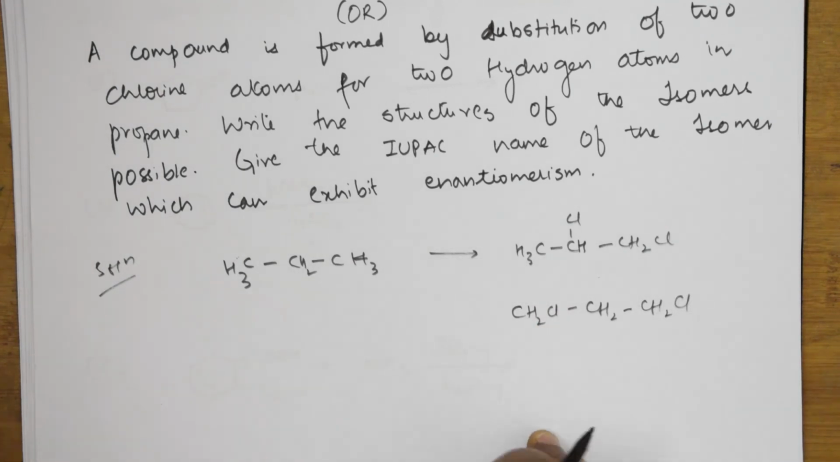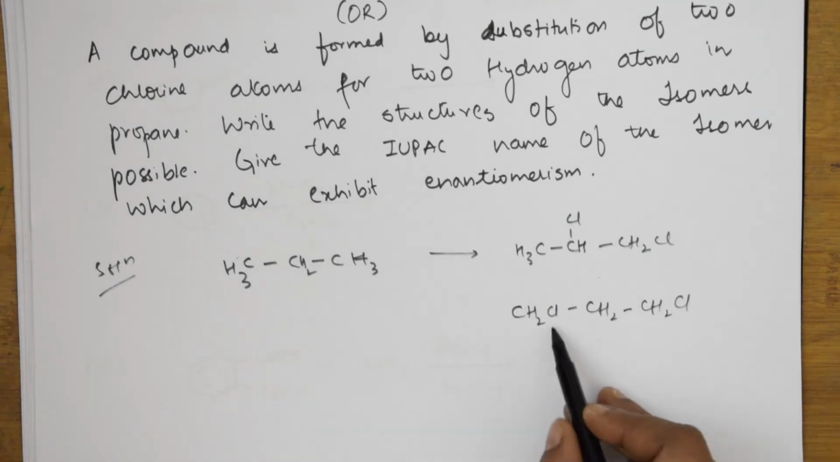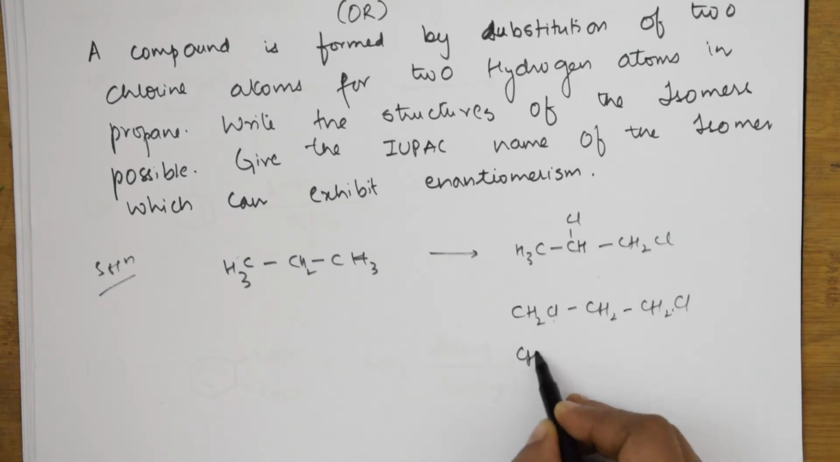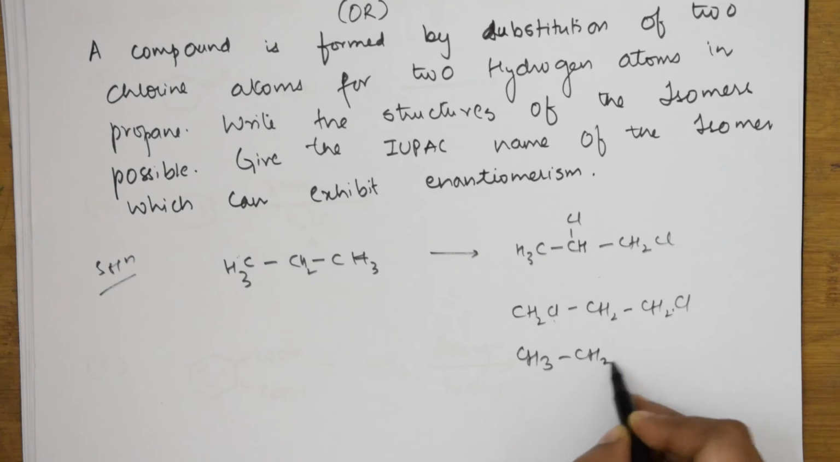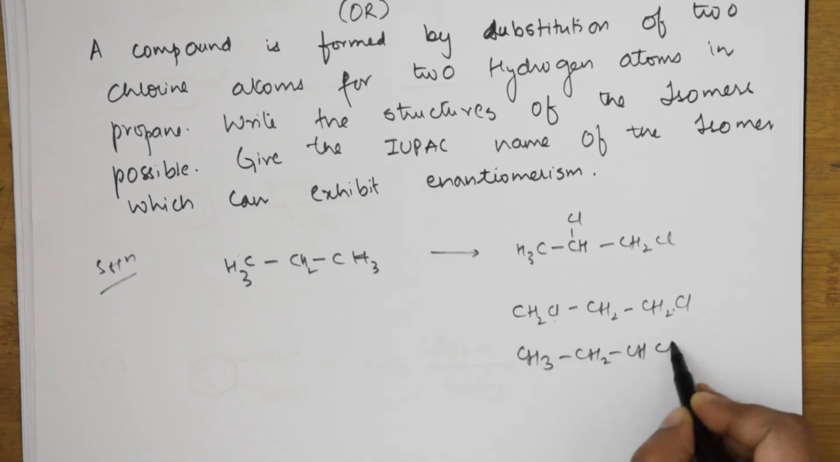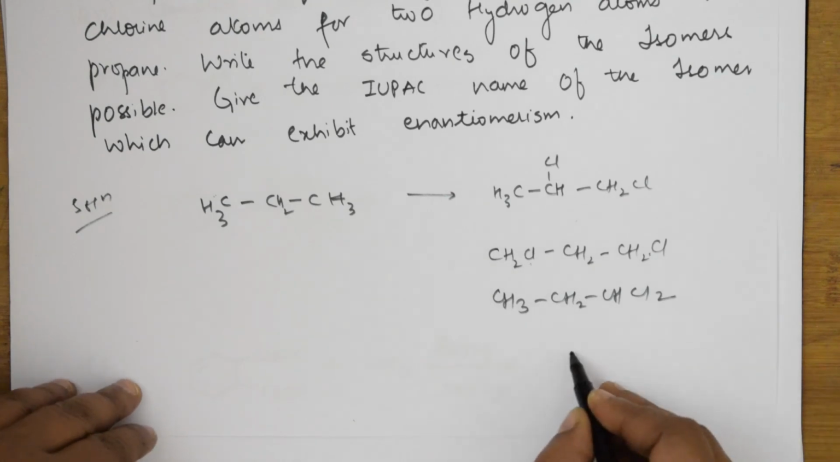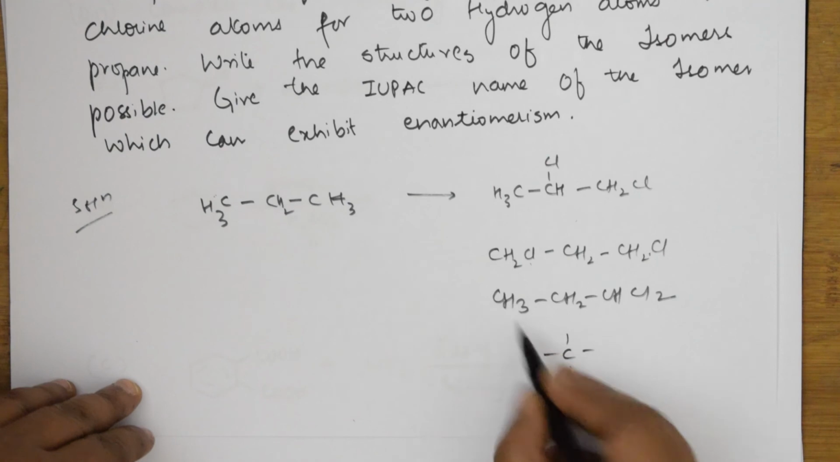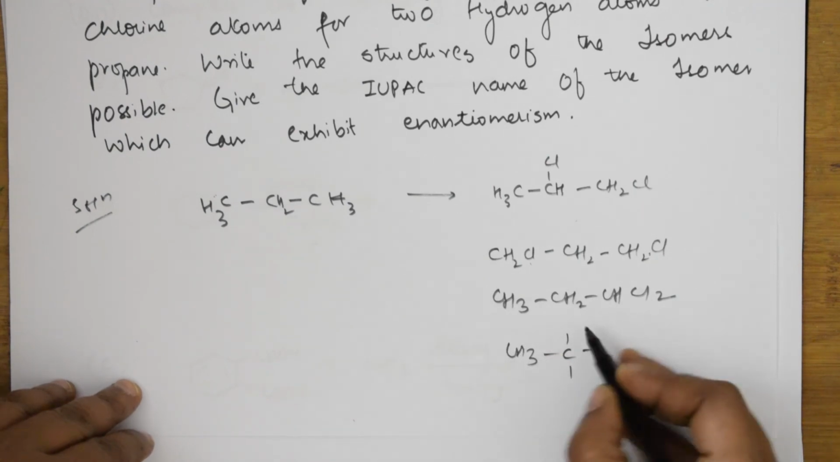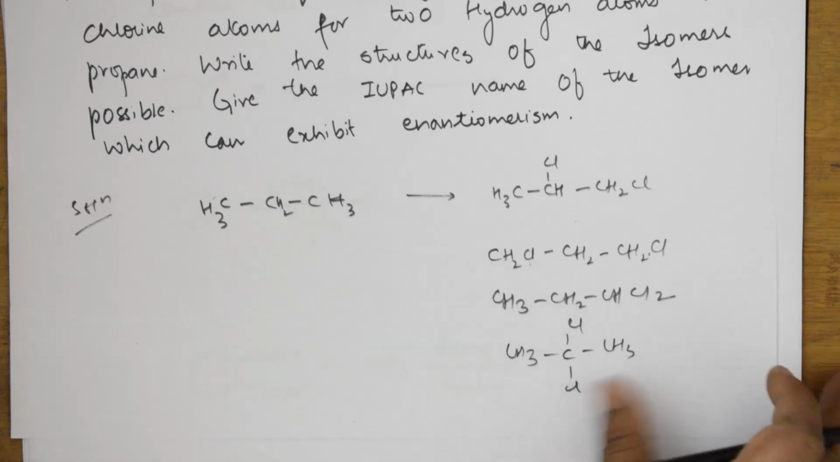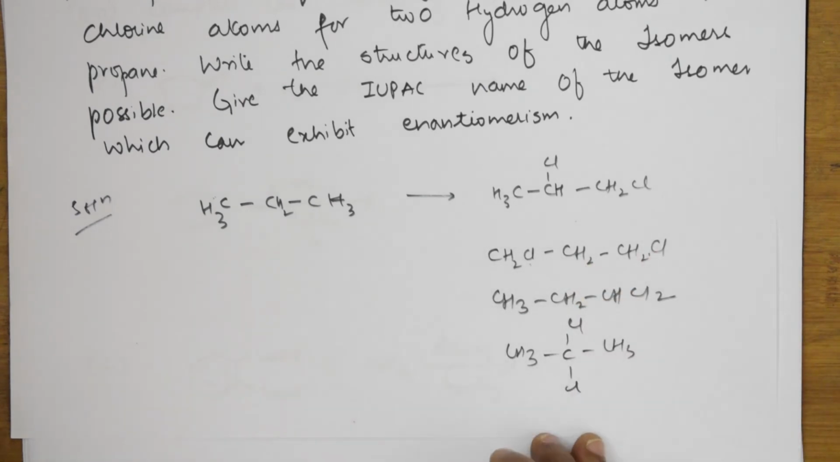One more isomer. Let me make one more. This chlorine I can shift to this carbon. Okay, it looks like CH3. One more possibility, CHCl2. Further I can take, what can I do? I can write a tetravalent carbon: one CH3 here, one chlorine here, one more chlorine here, one CH3 here. Now these are the following.